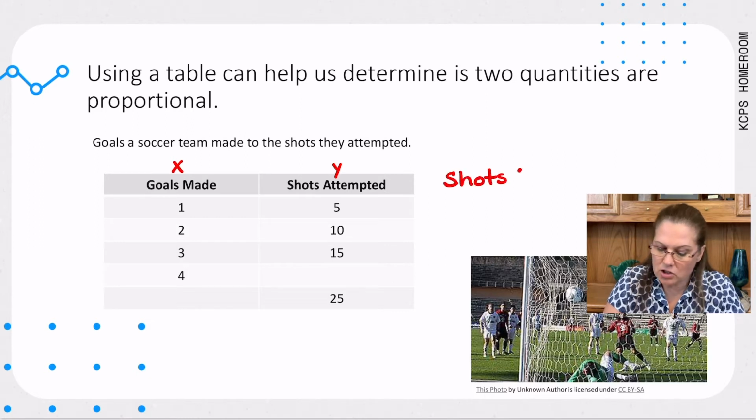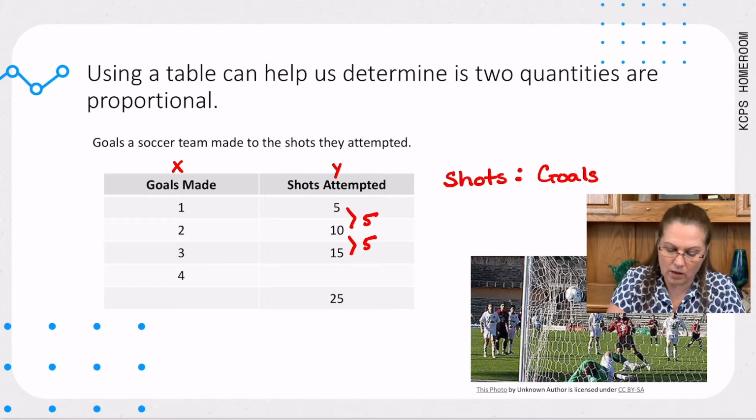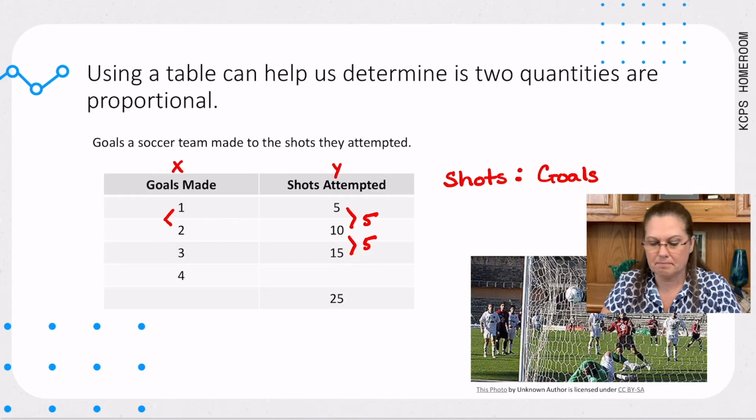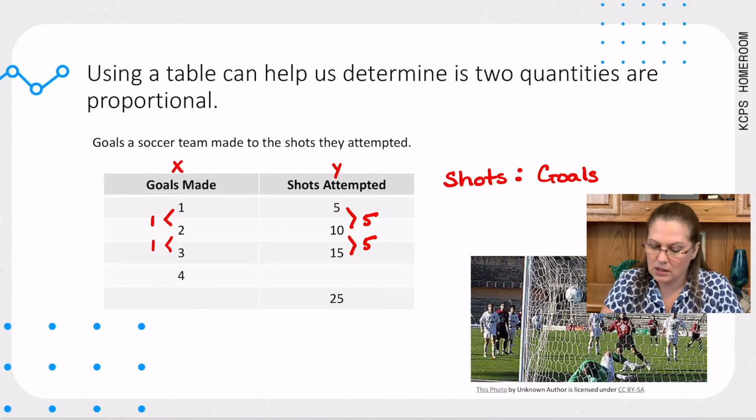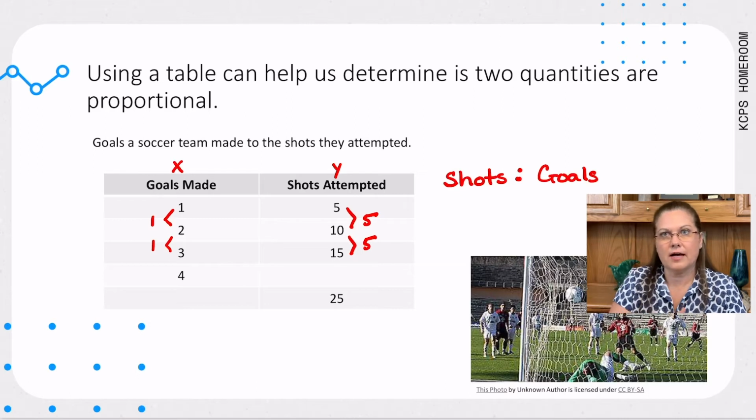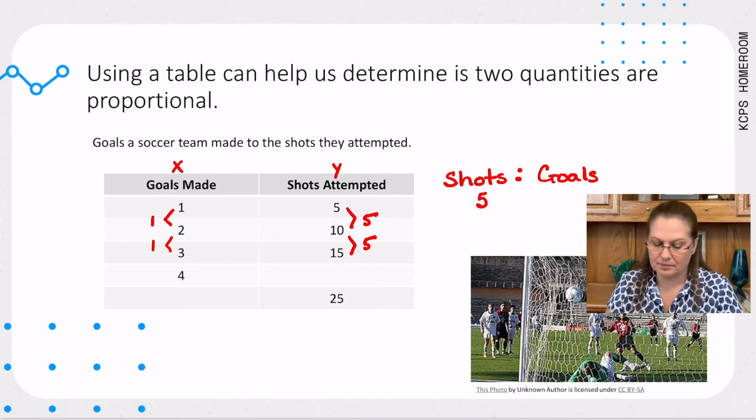Now our change in y from 5 to 10 is a change of 5. 10 to 15 is also a change of 5. On the goals, 1 to 2 is a change of 1. From 2 to 3 is a change of 1. So I'm pretty confident with our first 3 rows that our constant ratio is going to be 5 to 1. For every 5 attempts, we make 1 goal.